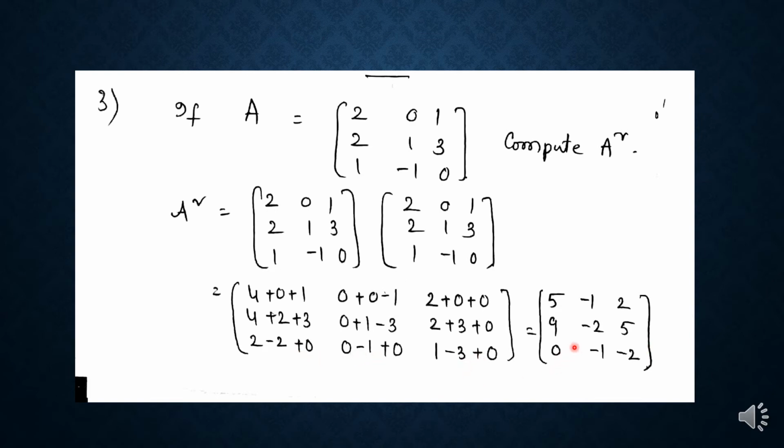So this is the value of A square: 5, minus 1, 2, 9, minus 2, 5, 0, minus 1, minus 2. This is the value of A square.